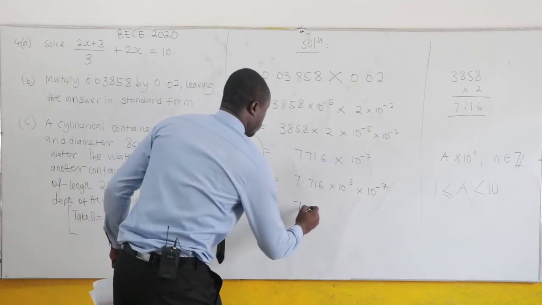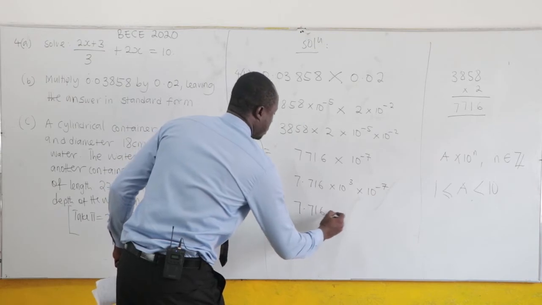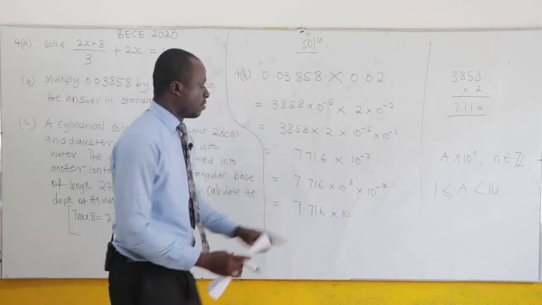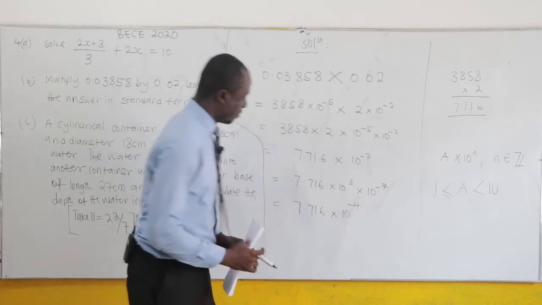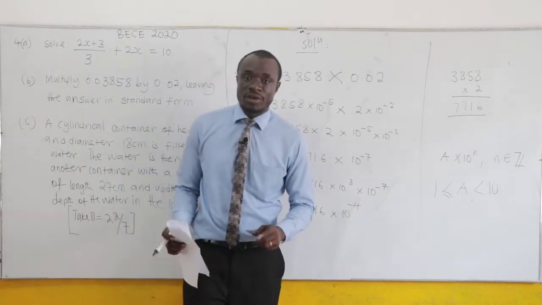So that will be 7.716 times 10 to the power 3 minus 7. Now, what is 3 minus 7? 3 minus 7 is just negative 4. And this is very, very trivial.